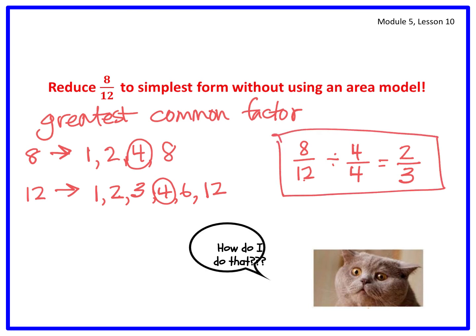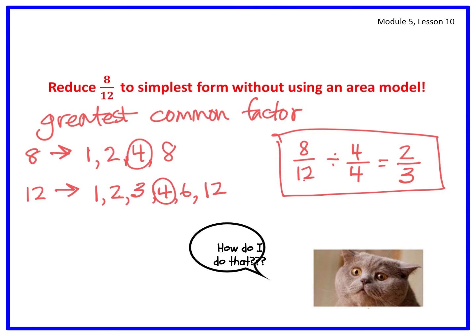And they call it simplest form. The reason we call it simplest form is because there is no common factor that 3 and 2 both have in common other than 1. And if we divide by 1, we'll still end up with the same thing. So 2 and 3 don't have any common factors.